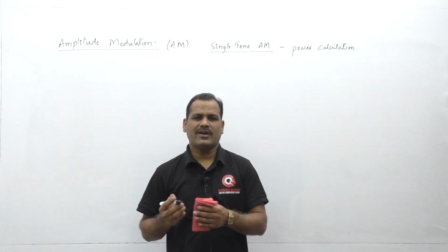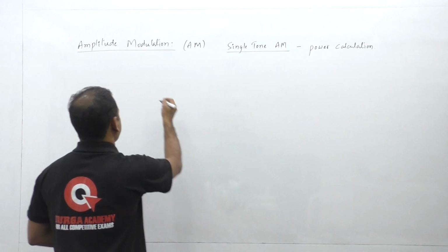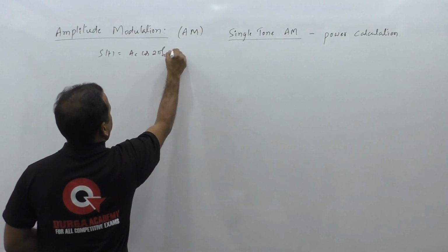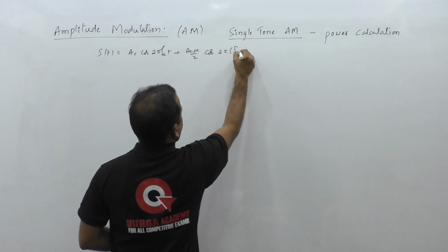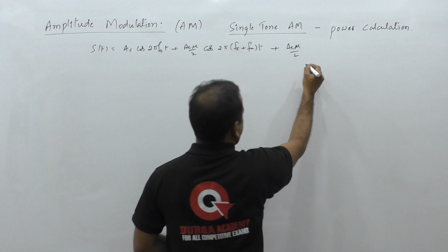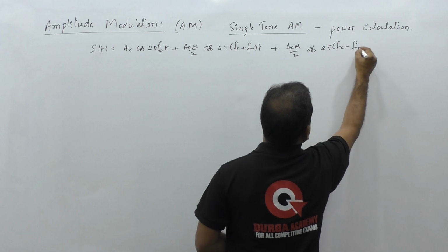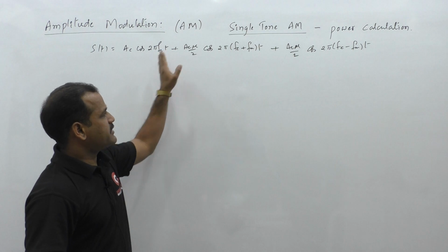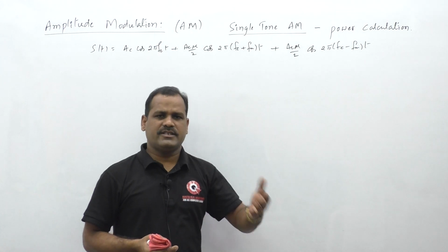To calculate the power components in the singleton AM, let us consider the time domain equation for the singleton AM here. S of t is Ac cos 2 pi fct plus Ac mu by 2 cos 2 pi (fc plus fm)t, the upper side band term, and then the lower side band term, Ac mu by 2 cos 2 pi (fc minus fm)t. So we got these three components in the singleton AM, that is carrier signal, upper side band and lower side band terms. Let us consider the power component due to each component here.